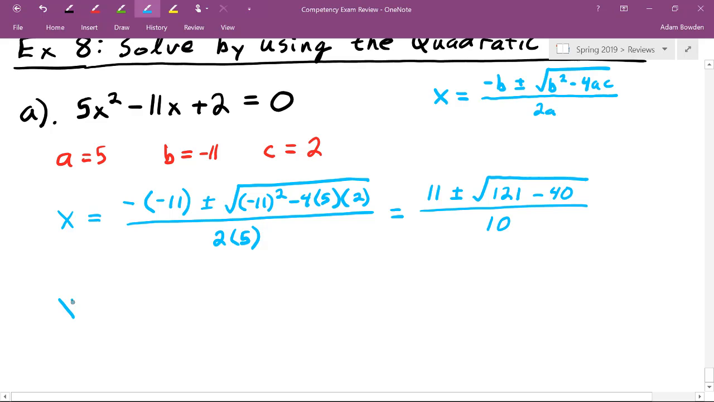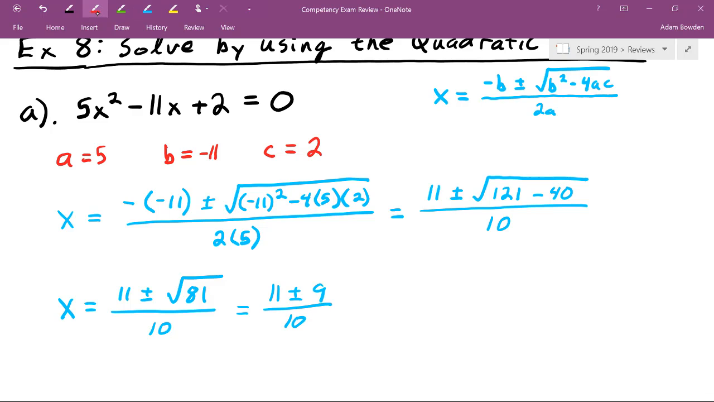Okay, and now we subtract 121 minus 40. That'll give us the square root of 81 all over 10. The square root of 81 is 9. So what we're going to do next is write this as 11 plus or minus 9 all over 10.